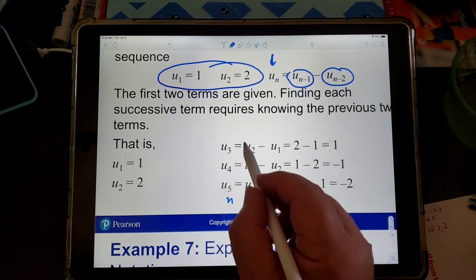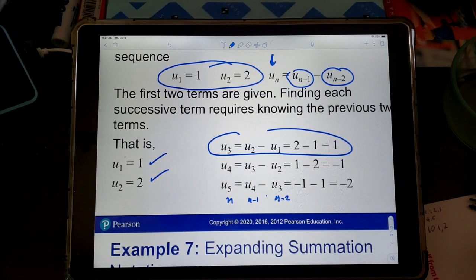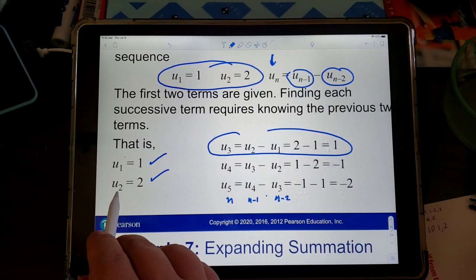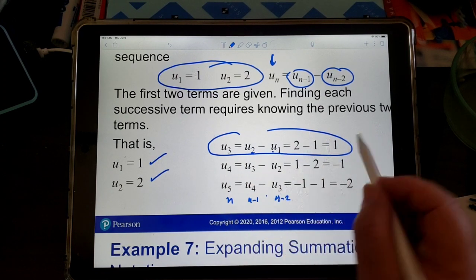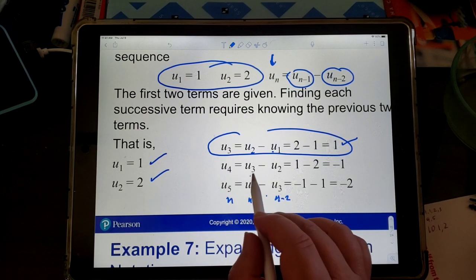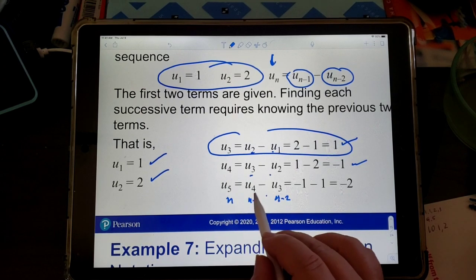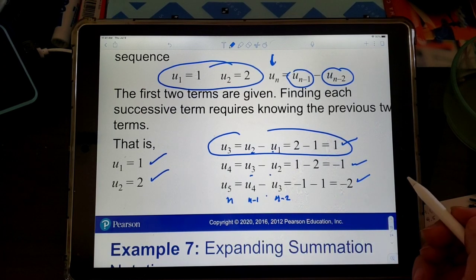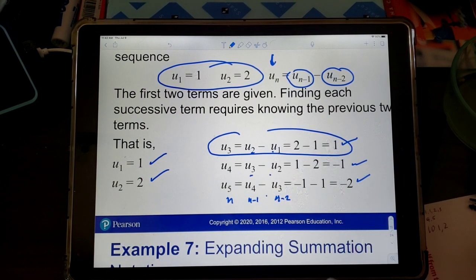So the first one we have to calculate, they already gave us u sub 1 and u sub 2. To find u sub 3, do the subtraction, and we get 1. To find u sub 4, we do the subtraction, and we get negative 1. To find u sub 5, you can see how it works. Not seeing a solid pattern here yet.